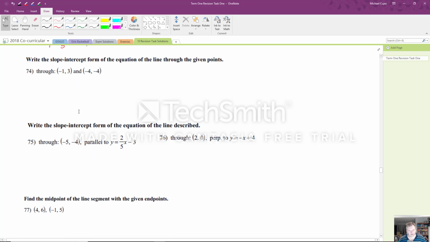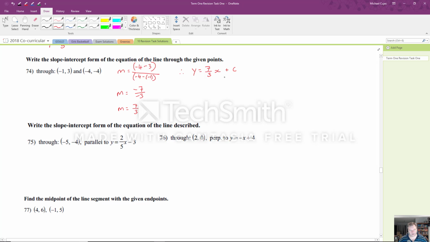Finally, when we were given 2 points, well, we know we need the gradient and the intercept, so let's find the gradient. We should recall that it's the difference in the y-coordinates, y2 minus y1, so -4 minus 3, divided by the difference in the x-coordinates, -4 minus -1. So I've got a gradient equal to -7, -4 plus 1 is -3. My gradient is 7/3. So therefore my equation is going to be in the form y equals 7/3x plus c.